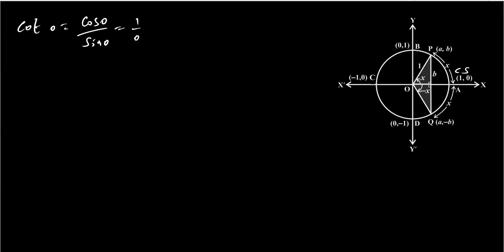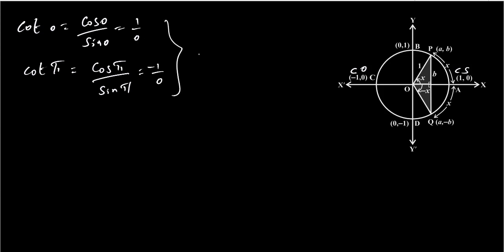Now let me take it at pi. cot pi will be cos pi divided by sin pi. At 180 degrees, cos pi is minus 1 and sin pi is 0, so minus 1 by 0. In both of these cases, the denominator will be 0, so it is not defined.